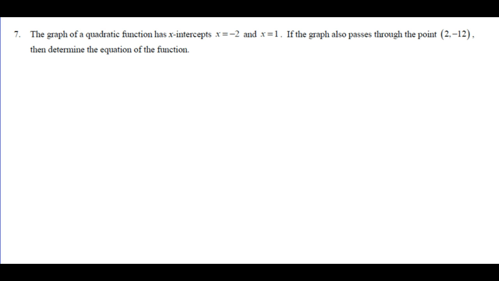The graph of a quadratic function has x-intercepts x equals, was there any questions on that? I could tell. X equals -2 and x equals 1. If the graph also passes through the point 2, -12. Okay, so really, this is the same as questions we've been doing, just without a diagram, right? So if we like, we can draw a diagram. Passes through x equals -2 and +1 and passes through the point 2, -12.